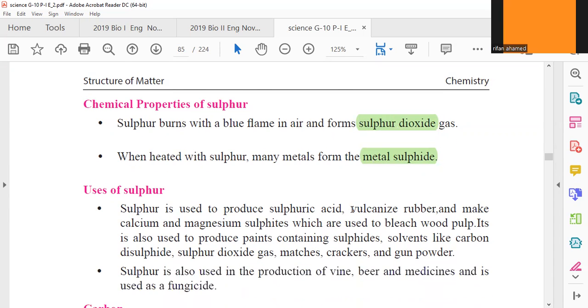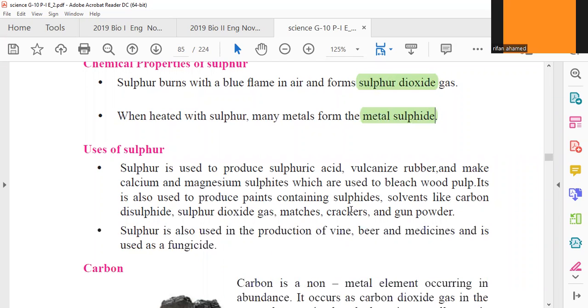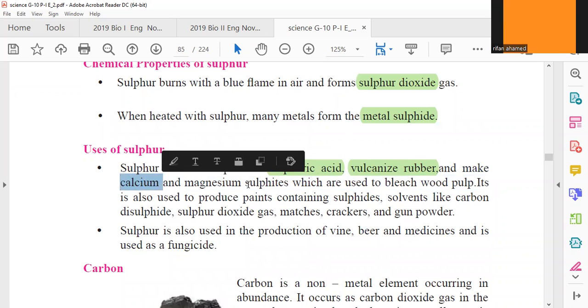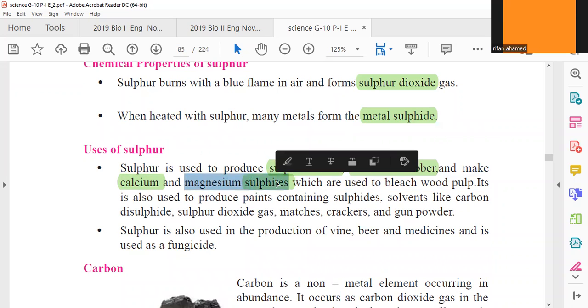Finally, what are the uses of sulfur? There are many uses. Sulfur is used to produce sulfuric acid. Sulfur is used to vulcanize rubber. Sulfur is used to make two compounds, calcium sulfite and magnesium sulfite. These two compounds are used to bleach wood pulp.